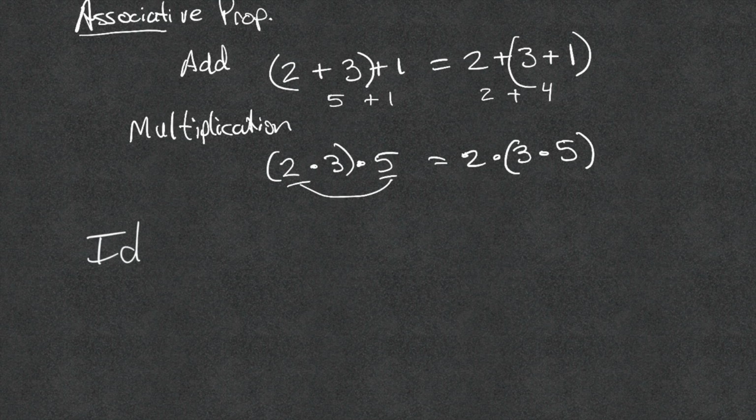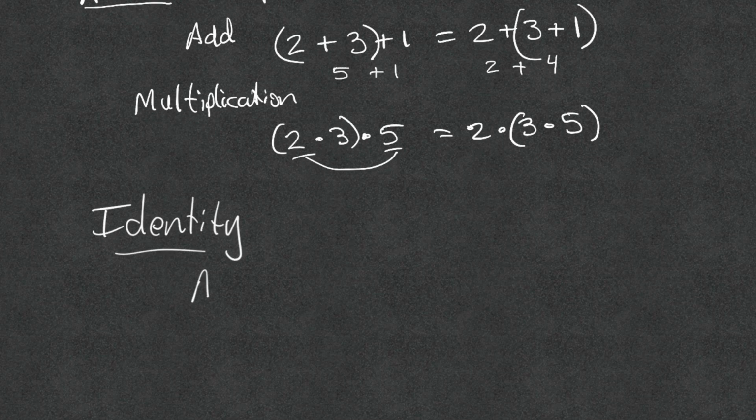Identity properties. See here, a lot of times the clue is in the root of the word. Identity, think identical. So for addition, what I'm thinking is, if I begin with a 5, and of course I'm adding something, what can I add that will give me the identical number? Well, when we're adding, that number is 0. That's the identity property.